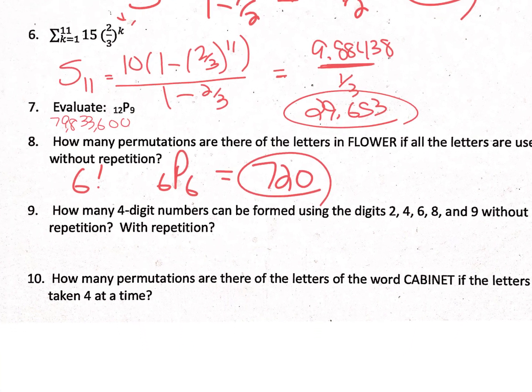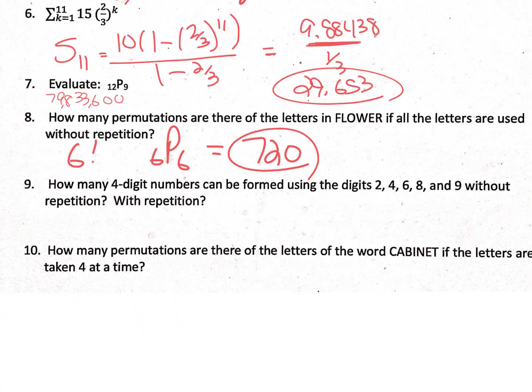720. Number 9. How many 4-digit numbers can be formed using these digits? Now notice there are 5 different digits, without repetition, which means you can't repeat them. If you can't repeat them and you're going to take 5, that means you do 4 digits. So it's going to be some kind of code like that. You have 5 choices for the first digit, 4 for the second, 3 for the third, 2 for this last one. So you can punch in 5 times 4 times 3 times 2 and get 120. So there's 120 different ways you can do it without repeating them.